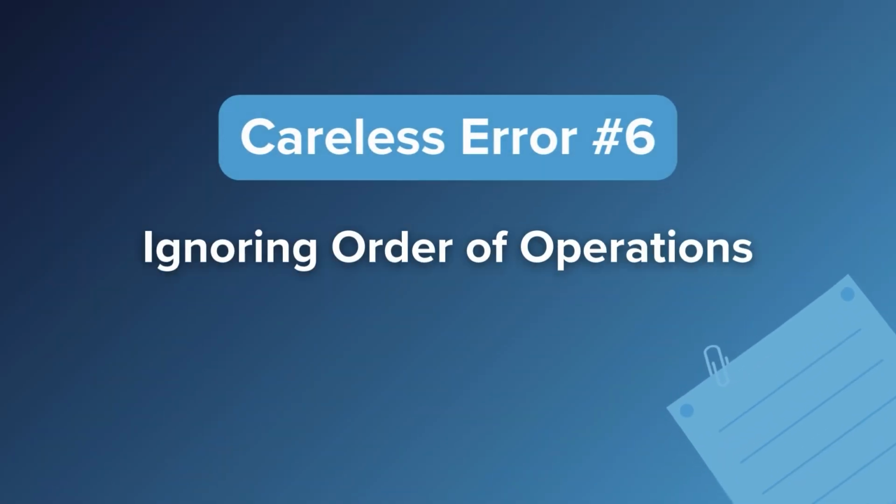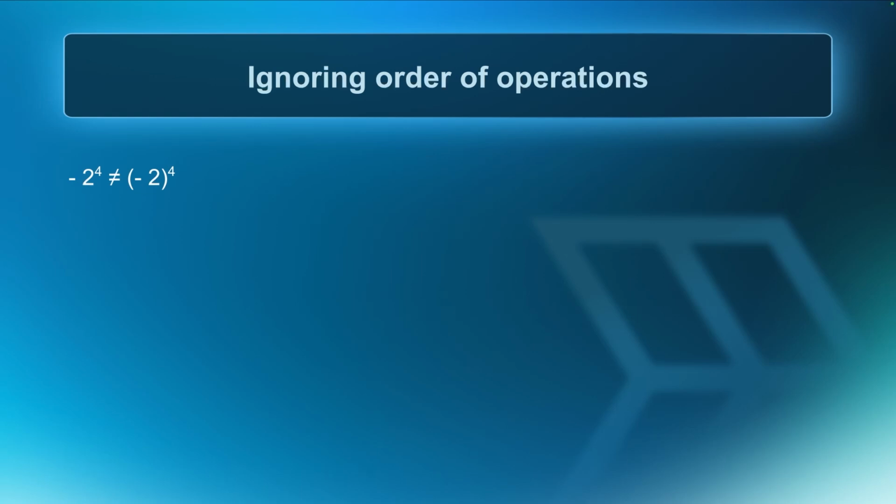Error number 6, ignoring order of operations. The issue here is typically with implicit multiplication and exponents, like a negative in front of a number with an exponent, or a coefficient in front of a variable with an exponent. The negative and the coefficient both represent multiplication operations, and thus should happen after the exponent is handled, and thus the exponent should not apply to them.